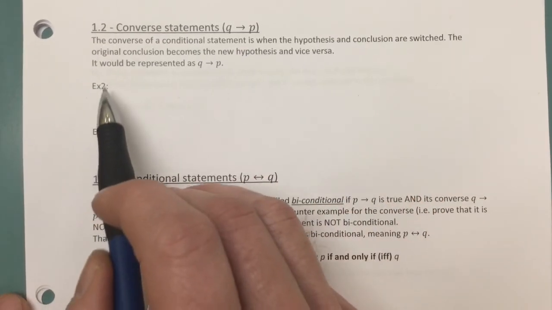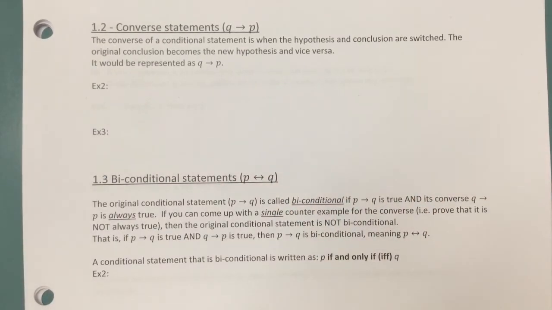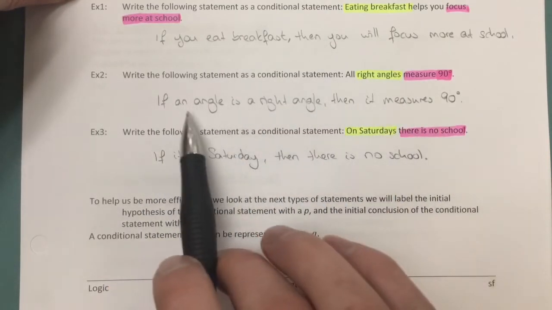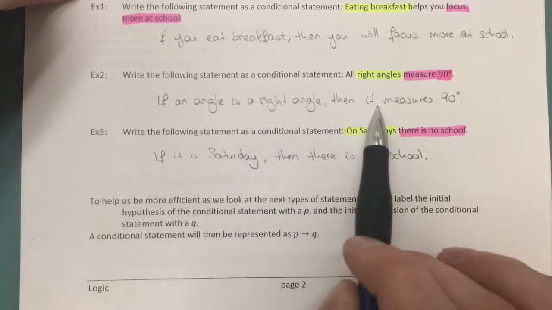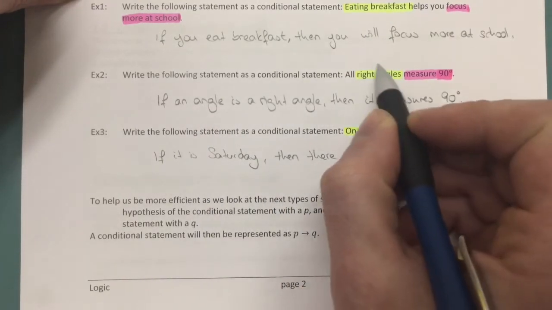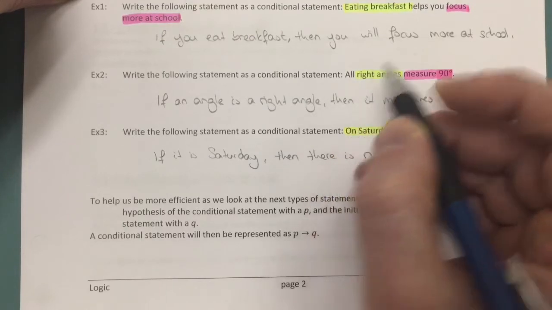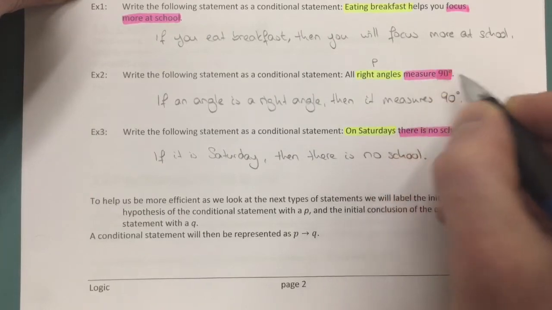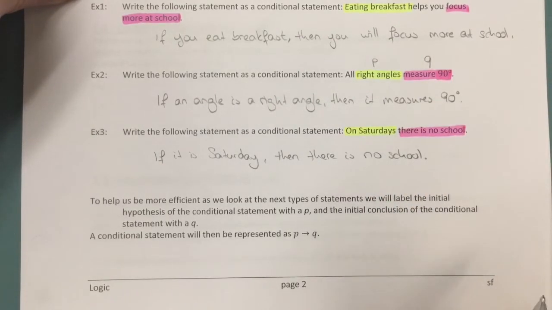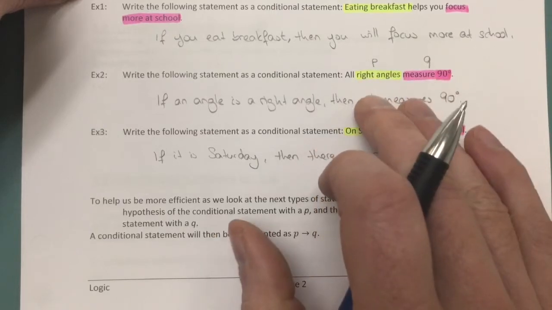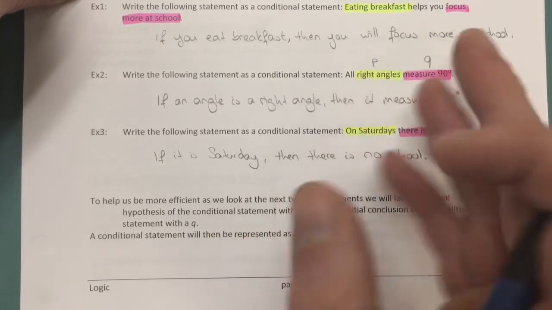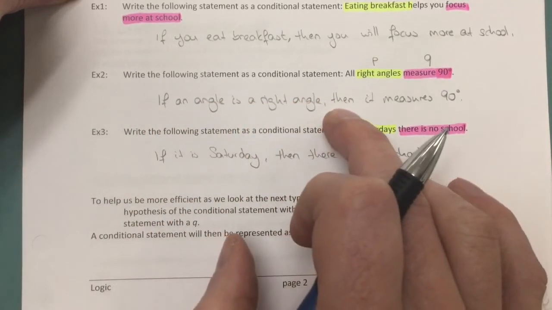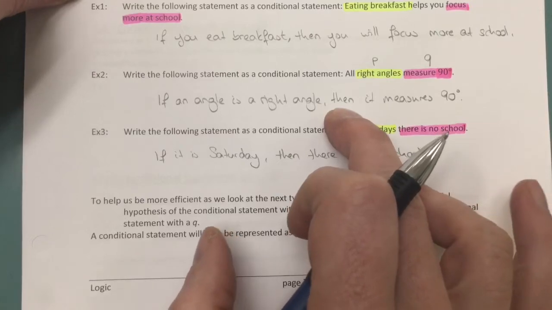Let us look at example 2 from the previous page. As a reminder, here is the conditional statement. If an angle is a right angle, then it measures 90 degrees. Now let's call the original hypothesis P, and let's call the original conclusion Q. What we want to do is write the converse of the statement, which means we want to flip these around, but continue to keep the words if and then. And then you get the following.